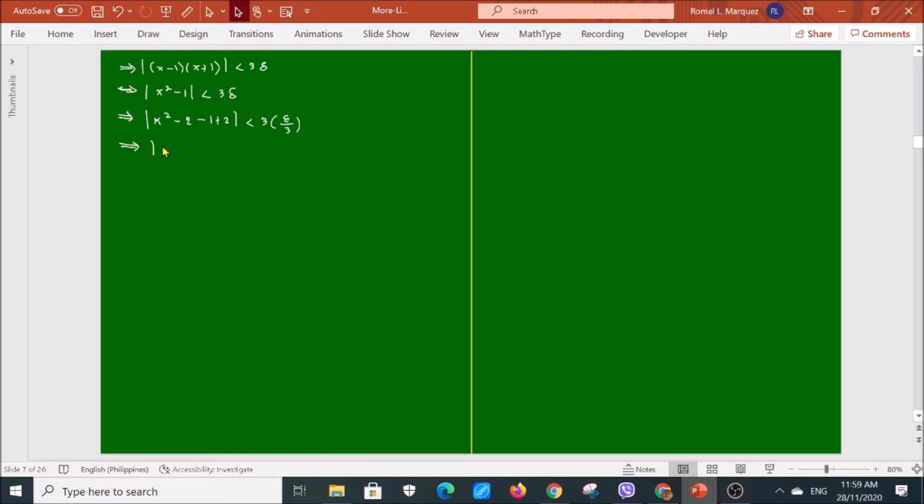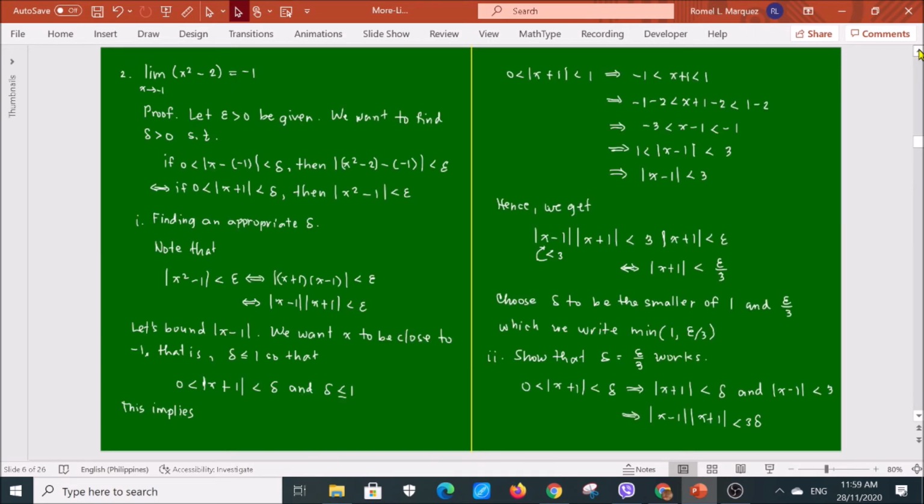So we're almost done. X squared minus 2 and then plus 1, or minus negative 1. So this is what we want, no? And this is epsilon. If we go back to the statement, to the conclusion that we want, so this is the conclusion that we want. Okay? So, X squared minus 1 is less than epsilon, or x squared minus 2 minus negative 1 is less than epsilon.